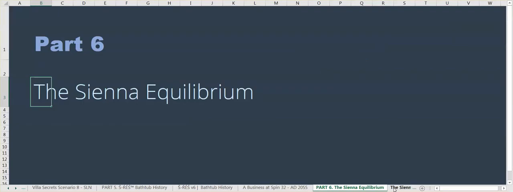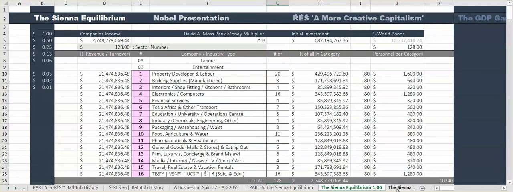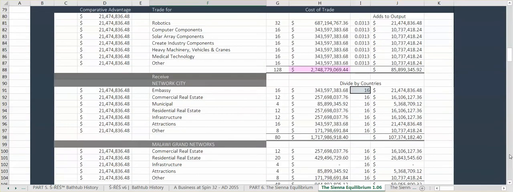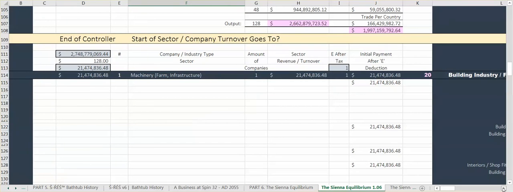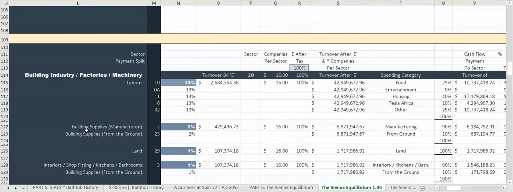Okay. Right, so part six, Sienna equilibrium. I think we're now back in 2018. In fact, I'm pretty certain we are. If it holds the name Sienna, it's obviously something very important. And it is. What we're talking about here is how the companies buy and sell to each other. I've made different sectors: property developer, building supplies, interiors, electronics, financials, Tesla, education, as you can see. And added some other elements. This then goes into this system here. And then I worked out from labor to building supplies, what's going where, who's paying for what.